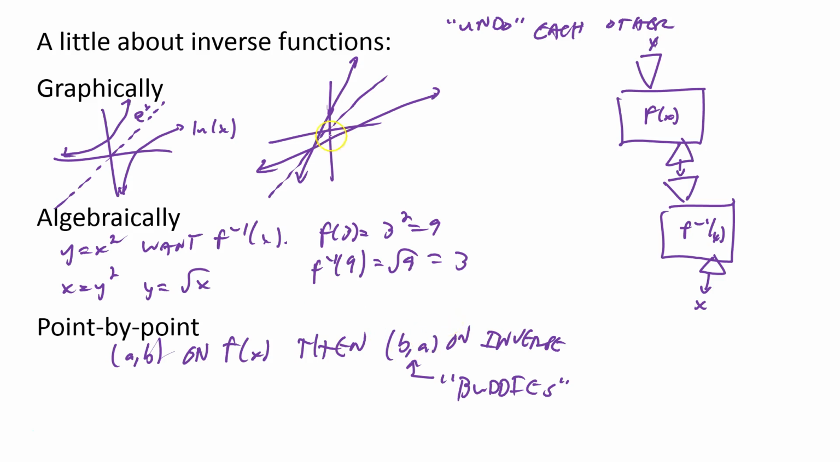And we can see that with this function right here. Maybe this is (1, 4). Then the point (4, 1), which is directly across the line y equals x, is going to be on the inverse. Not too bad. Okay, so algebraically switch x and y, graphically switch over the line y equals x, and point by point just means if (a, b) is on f, then (b, a) is going to be on the inverse.